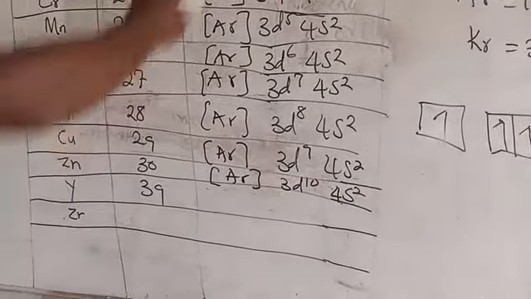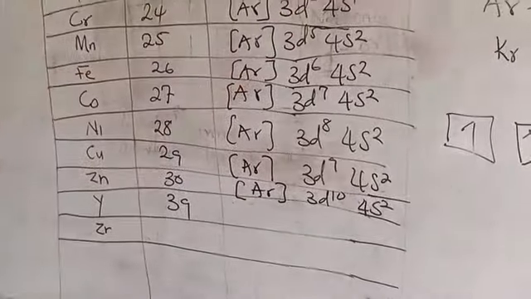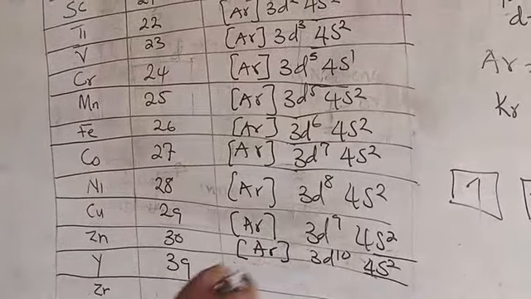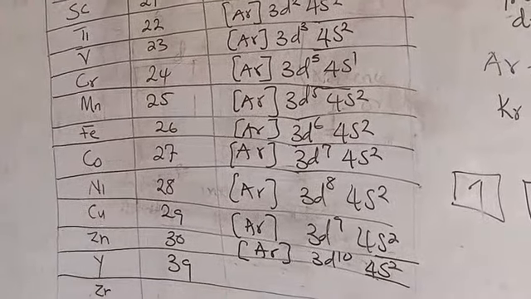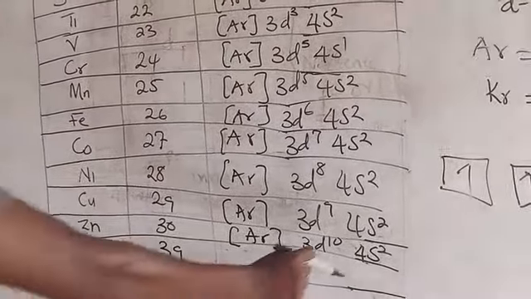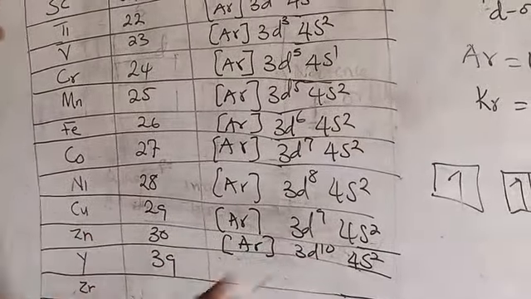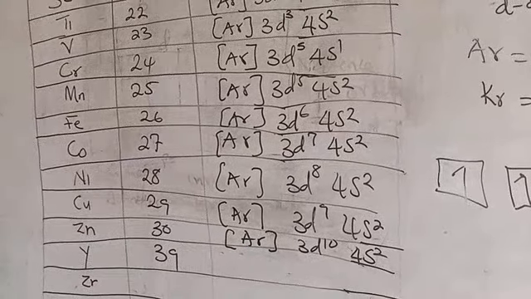For all these elements, the d orbital is supposed to have a maximum of 10 electrons. So we can say from here up, all of them are partially filled. Only zinc is completely filled. The d orbital is completely filled, and that's why it is not treated as a transition metal, because the d orbital is not partially filled.